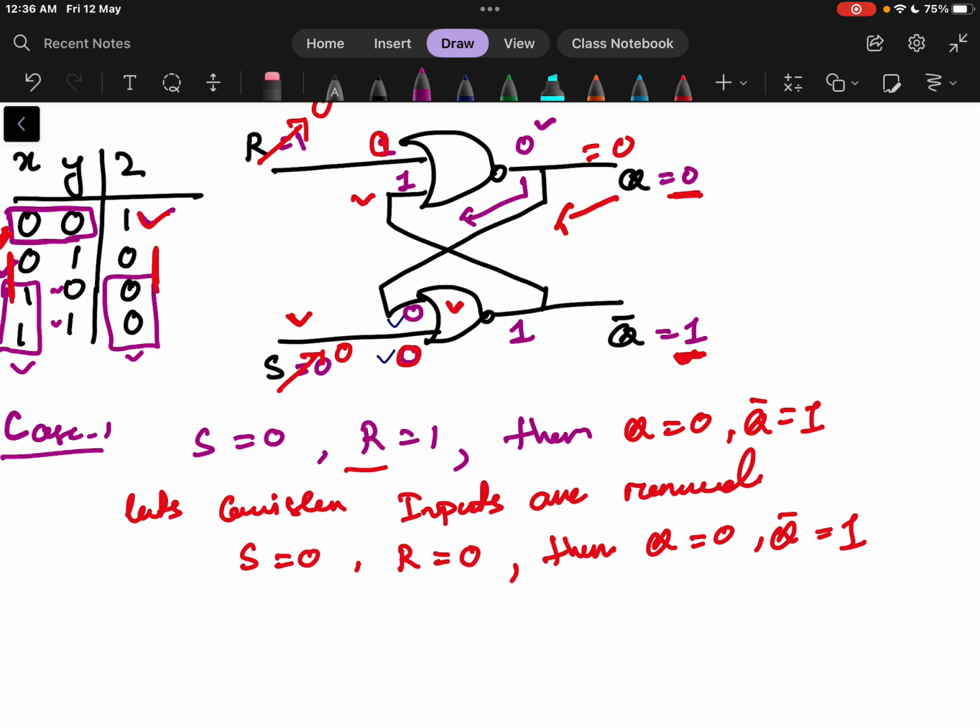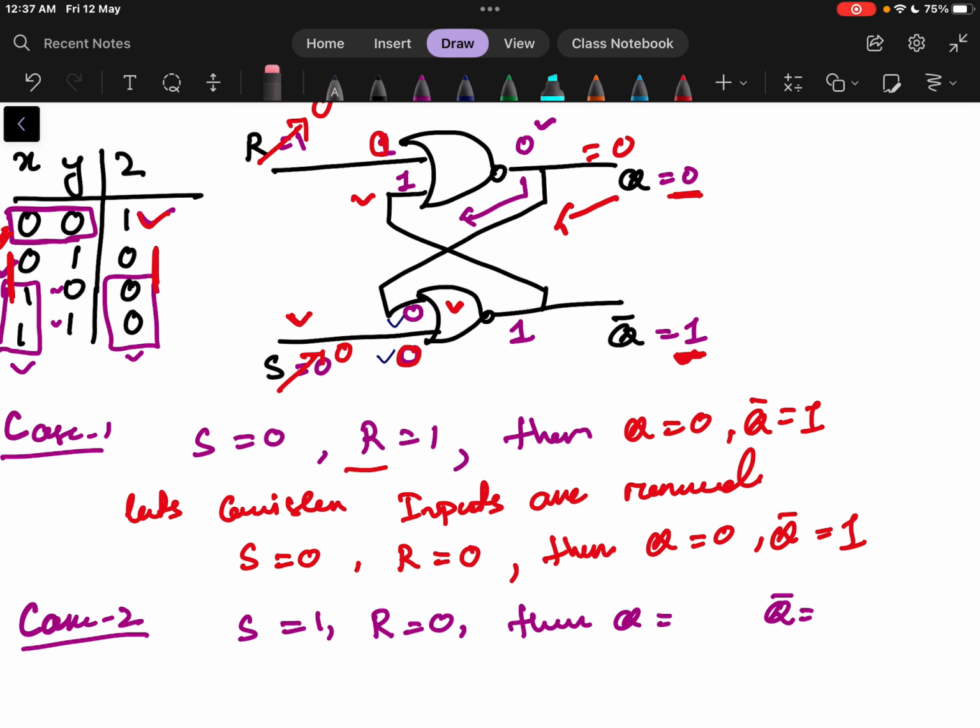So now let us take another case where we will start with S equals to 1 and R equals to 0. Then what will happen to the Q and what will happen to the Q bar? So let us see that. Fine. So to see this, let me erase these things.